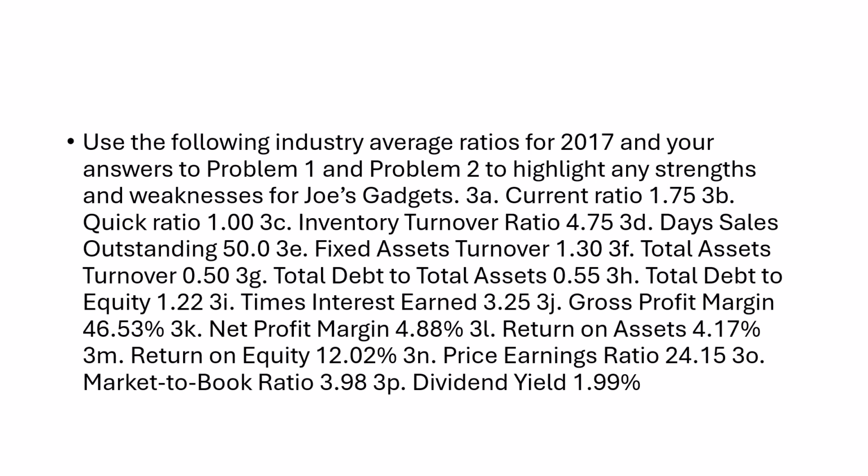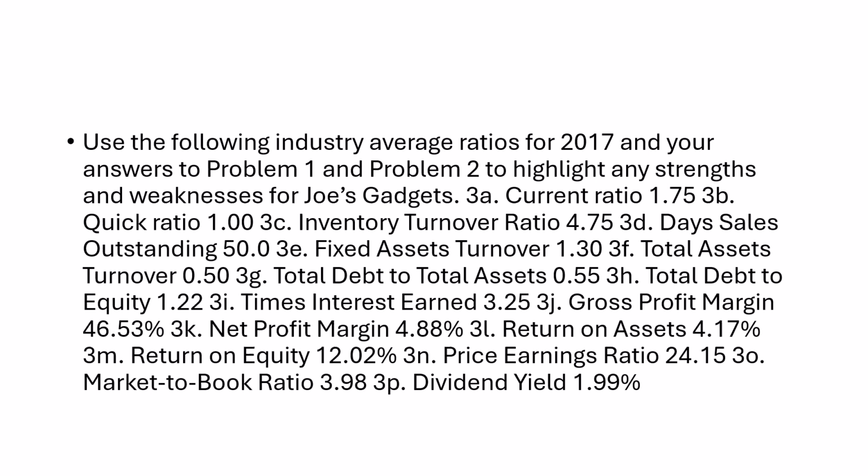To start the analysis of finding strengths and weaknesses, we start with the common size statements. The first thing to notice was the increase in cost of goods sold from 40% of sales in 2015 to 55% of sales in 2017. This indicates that production costs jumped significantly and will act to lower our net income.